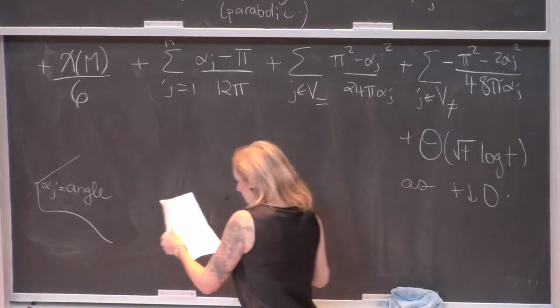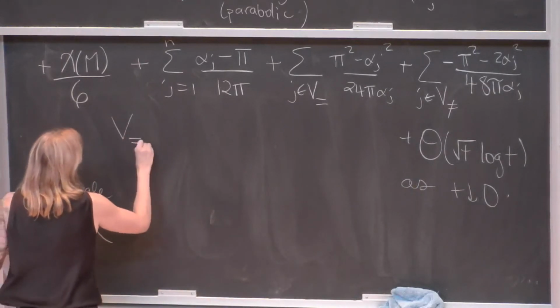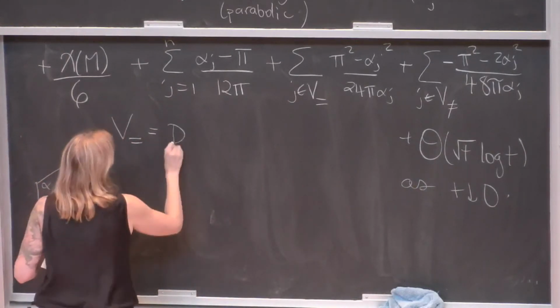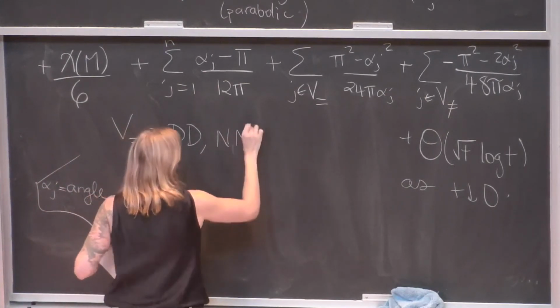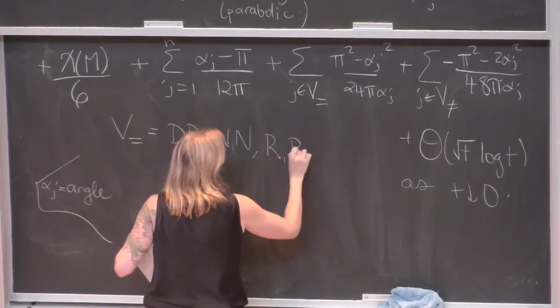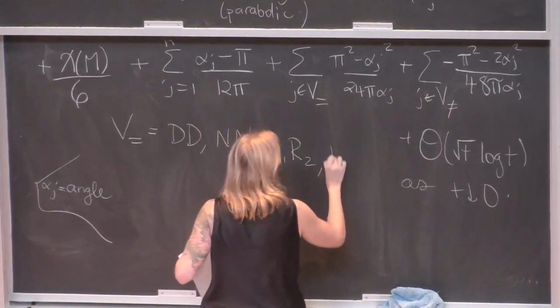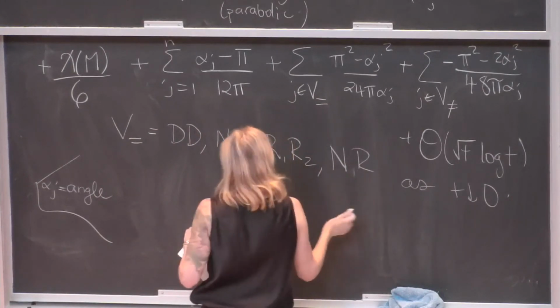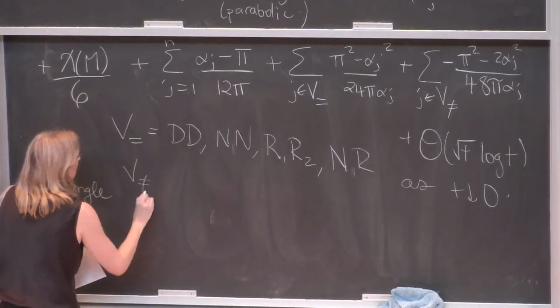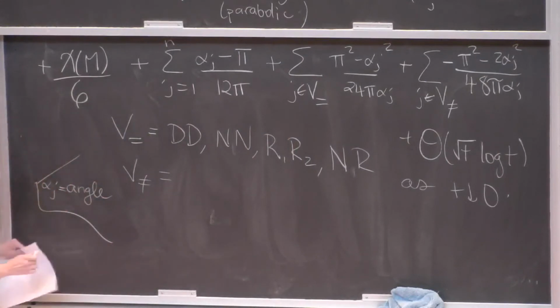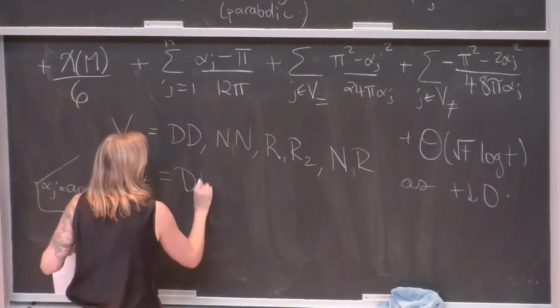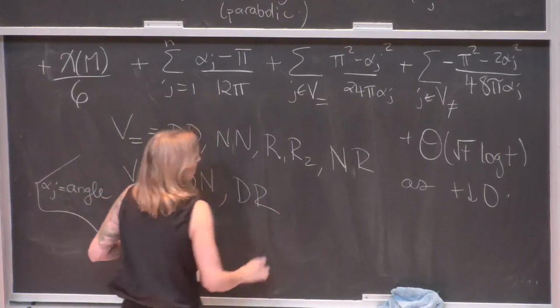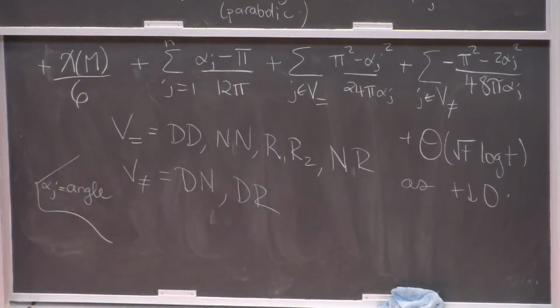All right, so V equal is when you have a Dirichlet and a Dirichlet boundary condition, Neumann and a Neumann, or a Robin and a Robin. It doesn't have to be the same Robin, or a Neumann and a Robin next to each other, okay? And then the not-equal set are the vertices where you have a Dirichlet next to a Neumann or a Dirichlet next to a Robin.